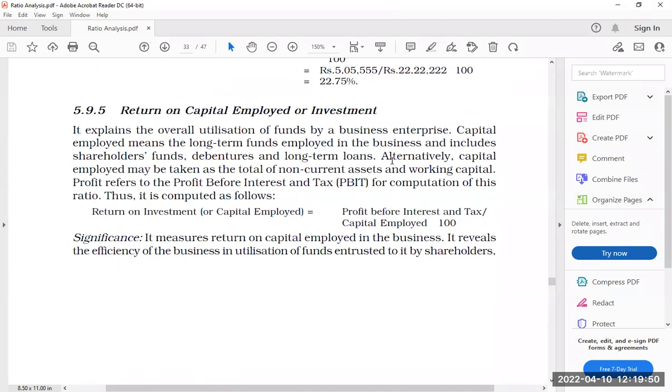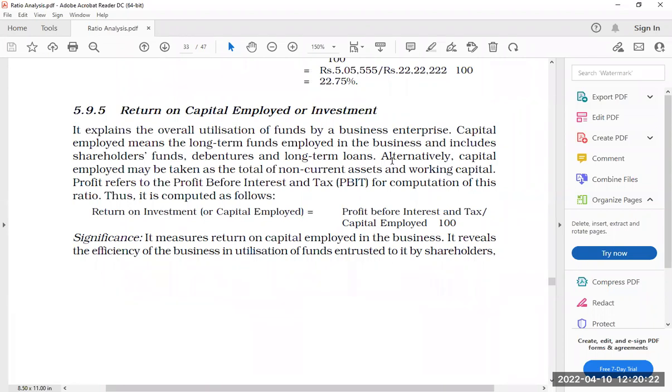return on capital employed, ROCE. Return on capital employed, ROCE. You might be seeing in the newspaper or in the news channel, all this NDTV profit, they will talk about this. Okay, so ROCE, return on capital employed, or ROI, return on investment. How do you calculate? Simple equation, return upon investment.